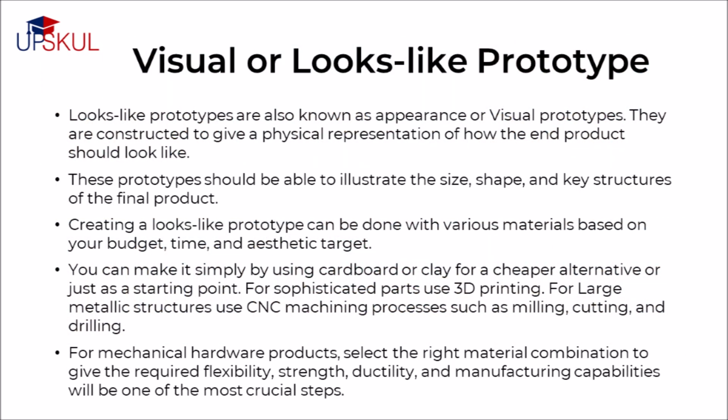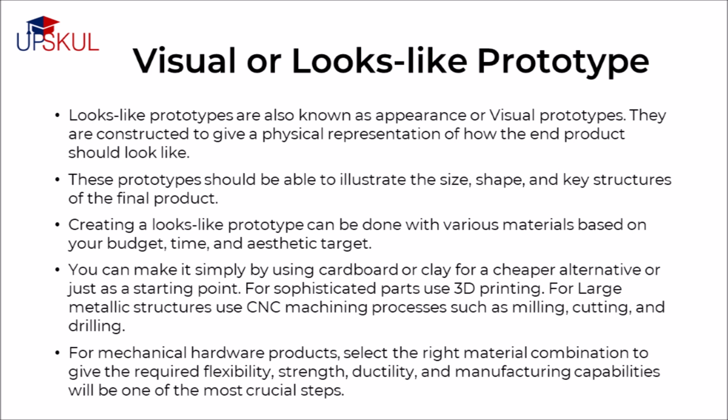Looks-like prototypes are also known as appearance or visual prototypes. They are constructed to give a physical representation of how the end product should look. Looks-like prototypes should be able to illustrate the size, shape, and key features of the final product. They don't necessarily need to be able to mechanically move, much less function.